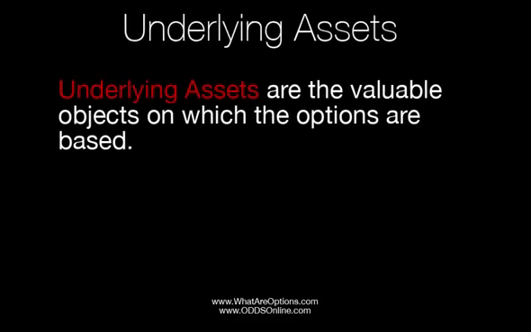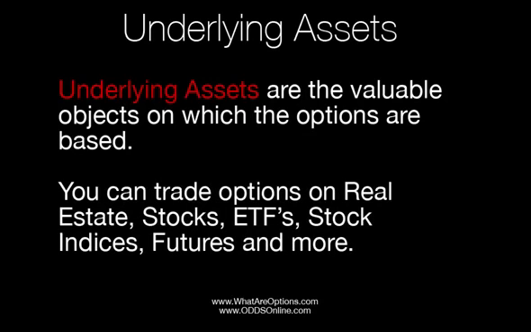Underlying assets are the valuable objects on which the options are based. You can trade options on real estate, stocks, exchange-traded funds, mostly called ETFs, stock indices, futures, and more. If you buy options on Google, then Google shares are the underlying asset. If you buy options on gold, then gold futures are the underlying asset. If you buy options on real estate, then the property is the underlying asset.